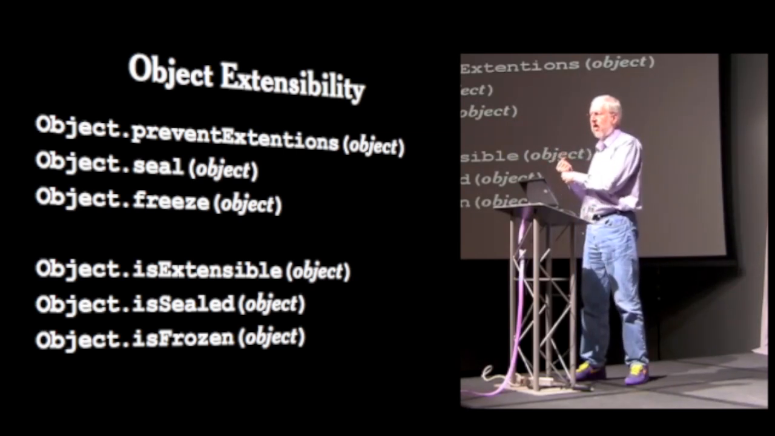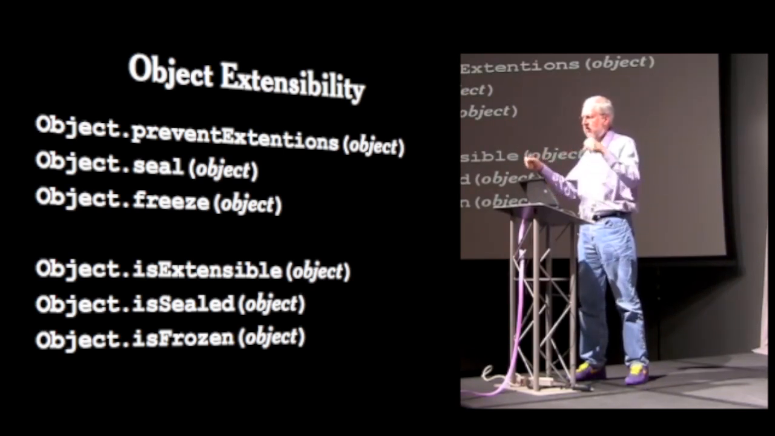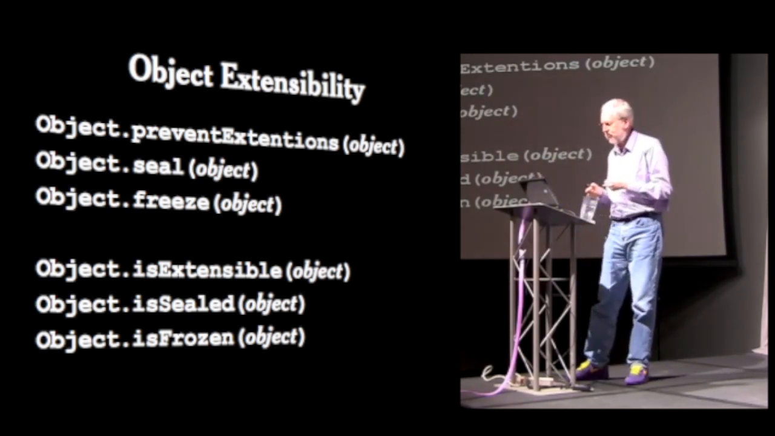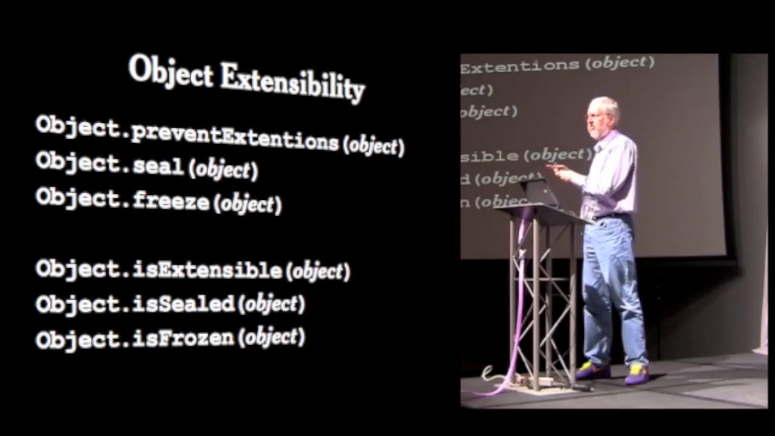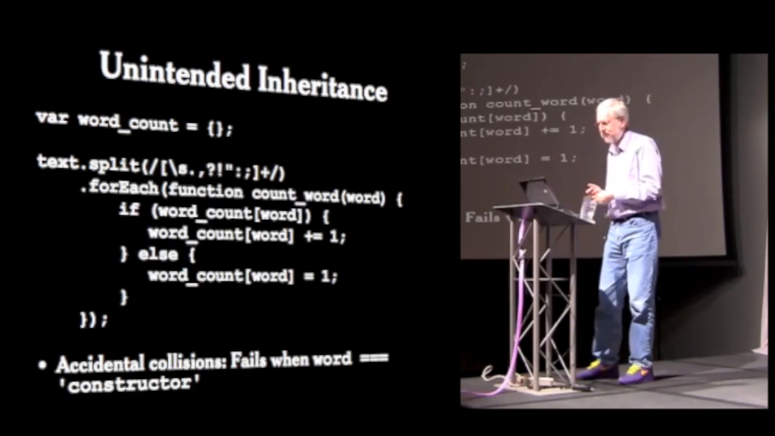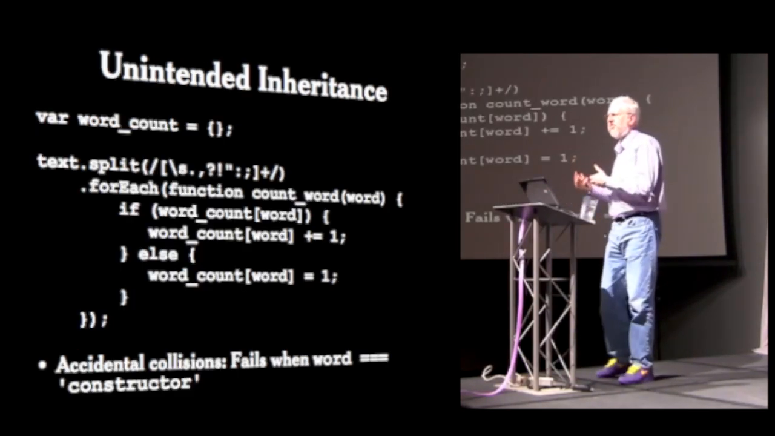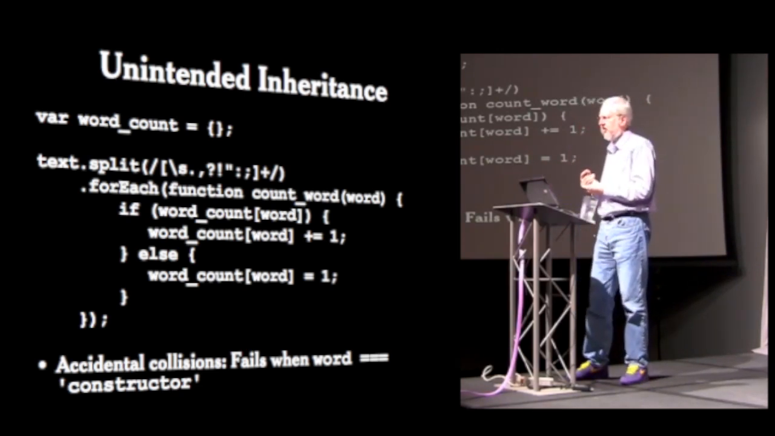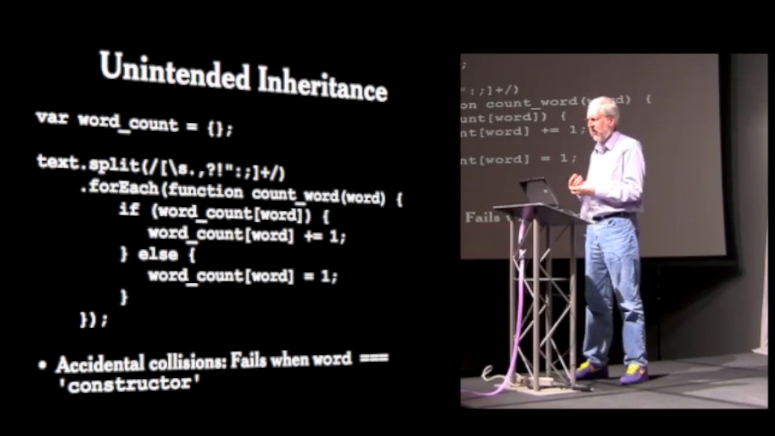If any of its properties are mutable themselves, then you can still change them, but the top level of the thing is frozen. It's not a deep freeze, it's a shallow freeze. We also have methods which will return true or false on whether or not any of these things have happened to the object. So isExtensible will be false if preventExtensions has been called on it.